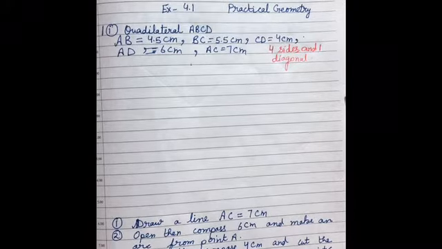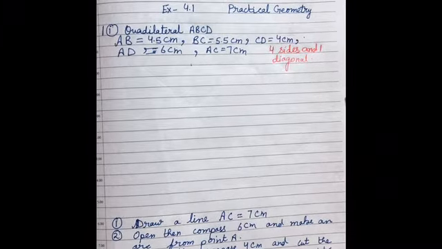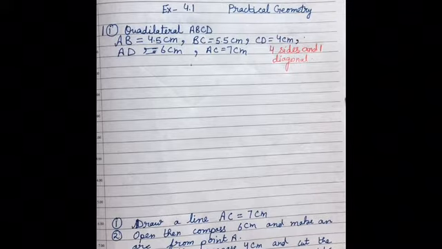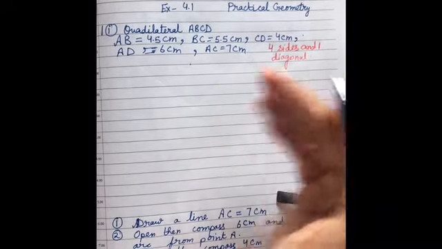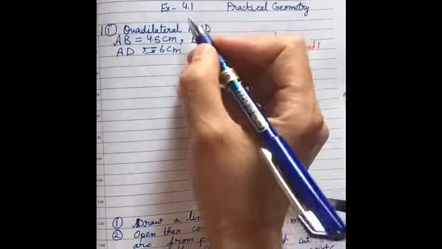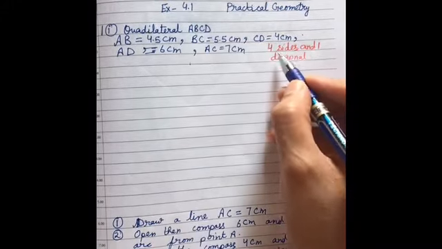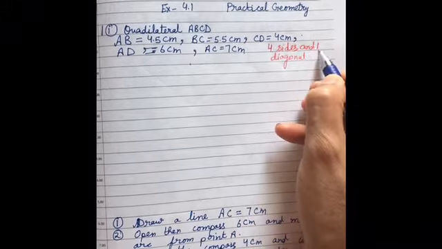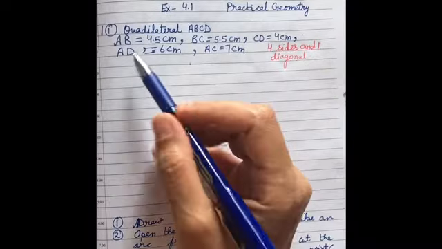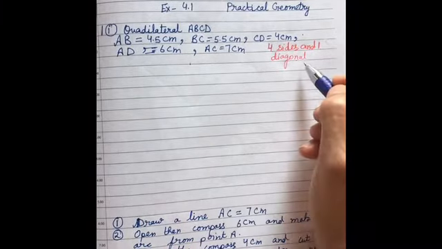Hello friends, today we are going to start a new chapter from class 8 mathematics. This is the NCERT book. The chapter is practical geometry. In this we are going to study how we can make quadrilaterals using the different things which are given in the question. In the first exercise 4.1, we are given 4 sides and 1 diagonal.